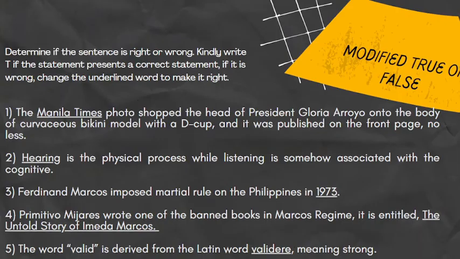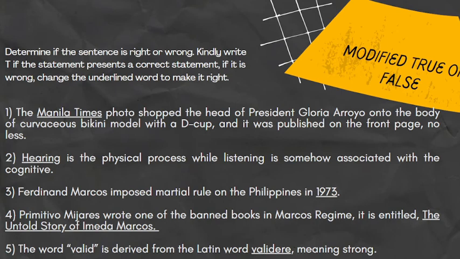So after reading the listening text, let us try to determine if the sentence is right or wrong. Kindly state if the statement presents a correct statement, and if wrong, change the underlined word to make it right. Let's have an exercise to modify true or false to know if we understand what we read. Number one, the Manila Times photoshopped the head of President Gloria Arroyo onto the body of a curvaceous bikini model with a D cup, and it was published on the front page, no less. Number two, hearing is the physical process while listening is somehow associated with the cognitive.